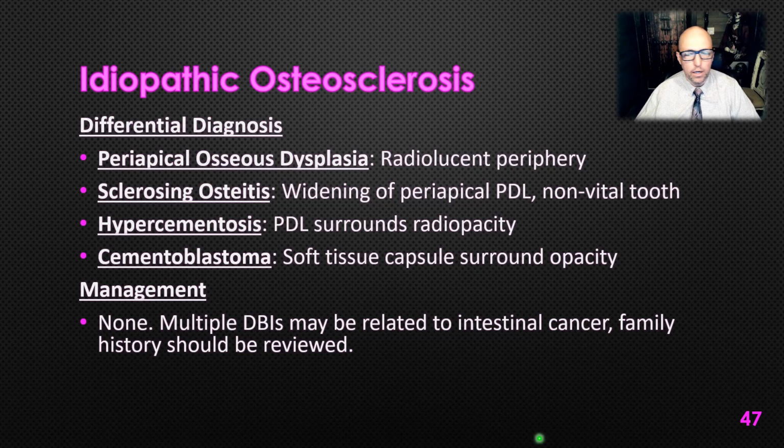We'll talk later on if you do have several very distinct, I would say more than 5 very distinct lesions of idiopathic osteosclerosis, you might want to start thinking of familial adenomatous polyposis, which is related to Gardner's disease. We'll talk more about that later in the course.